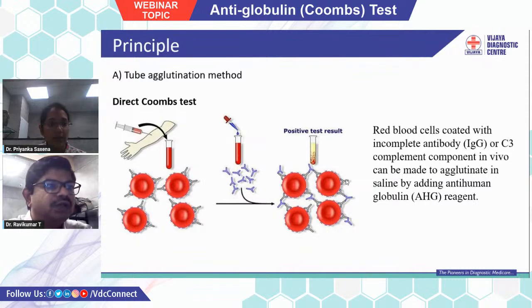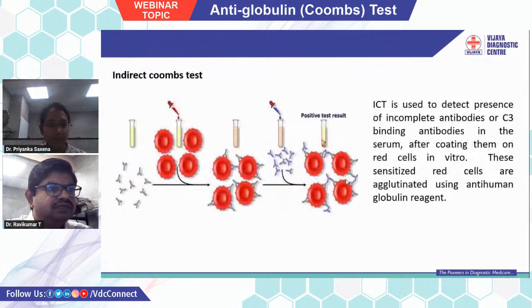Coombs test can be done by two methods: tube agglutination and column agglutination method. So the principle of the tube agglutination method, direct Coombs test, is that it is a single step method. Here the RBCs of the patients which are coated with incomplete antibodies, IgG or complement components, are made to agglutinate in saline by adding anti-human globulin reagent. And indirect Coombs test is a two-step procedure. Here, the presence of incomplete antibodies or C3 binding antibodies in the serum will be detected after coating them on red cells in vitro. And these sensitized red cells will be agglutinated using anti-human globulin reagent.